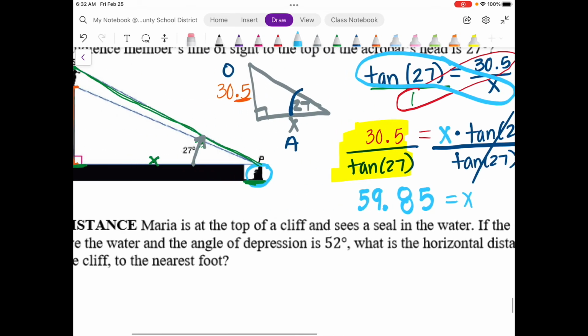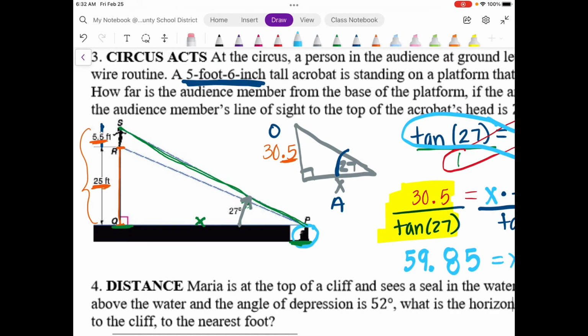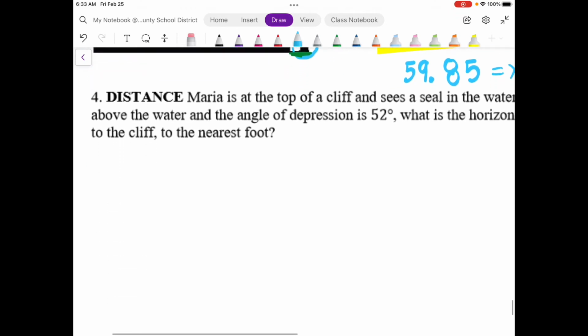So again, it might help to redraw a triangle if you need it, or you can just use the old one, but don't forget to add up the two numbers in this case because we are using the information from the top of the acrobat's head down to the point of sight for our audience member.